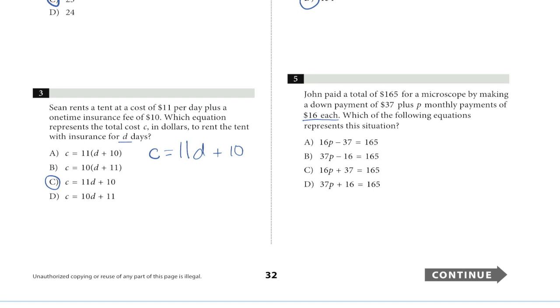Well, that means that's our slope. So we could say that's 16 times however many monthly payments, which apparently is P. And then we're also paying a one-time down payment of 37. So that's like our y-intercept. And then the total is what this should equal. So that should equal 165. So see as well.